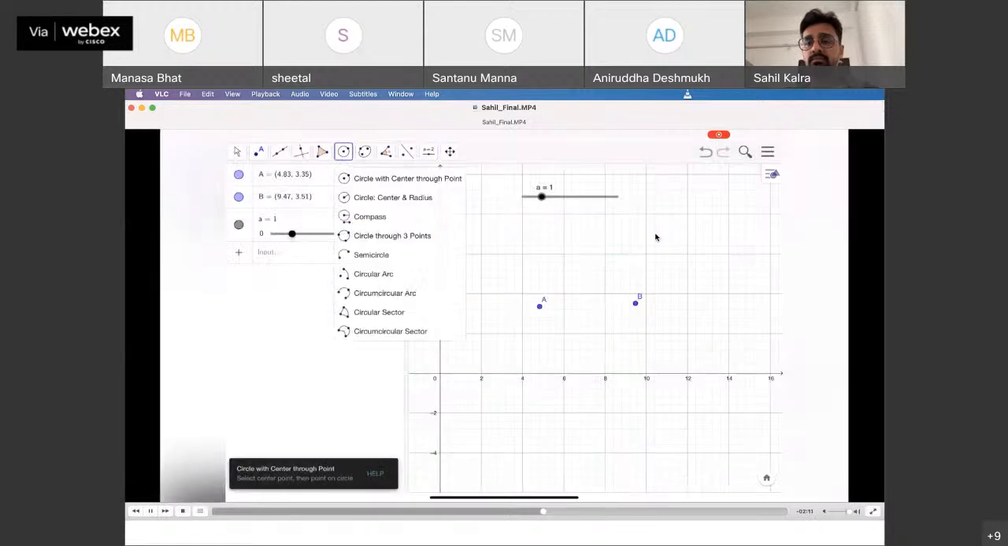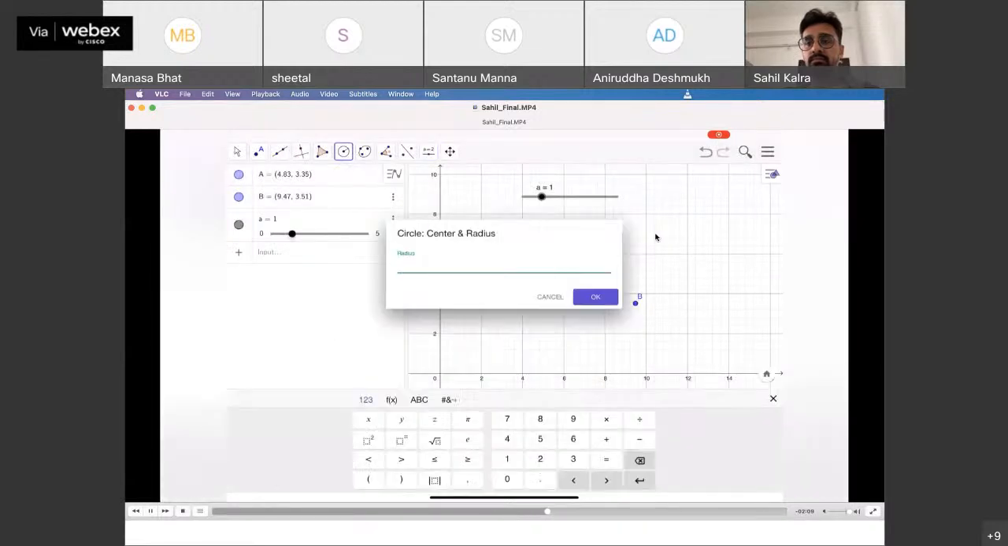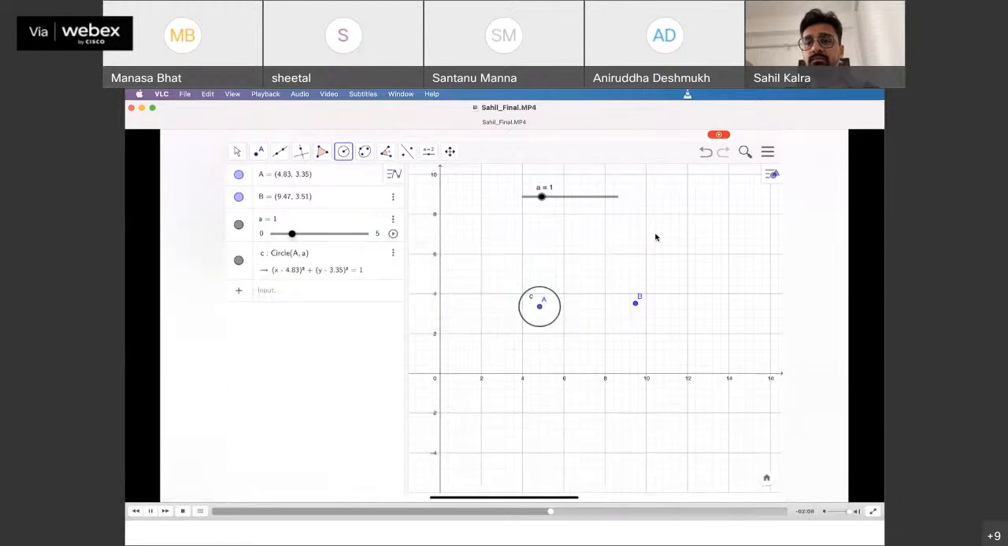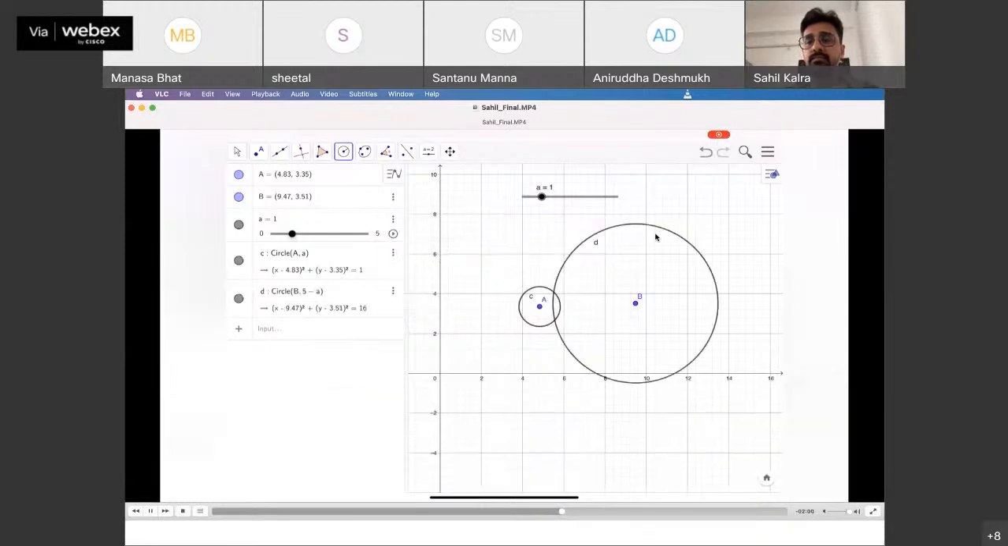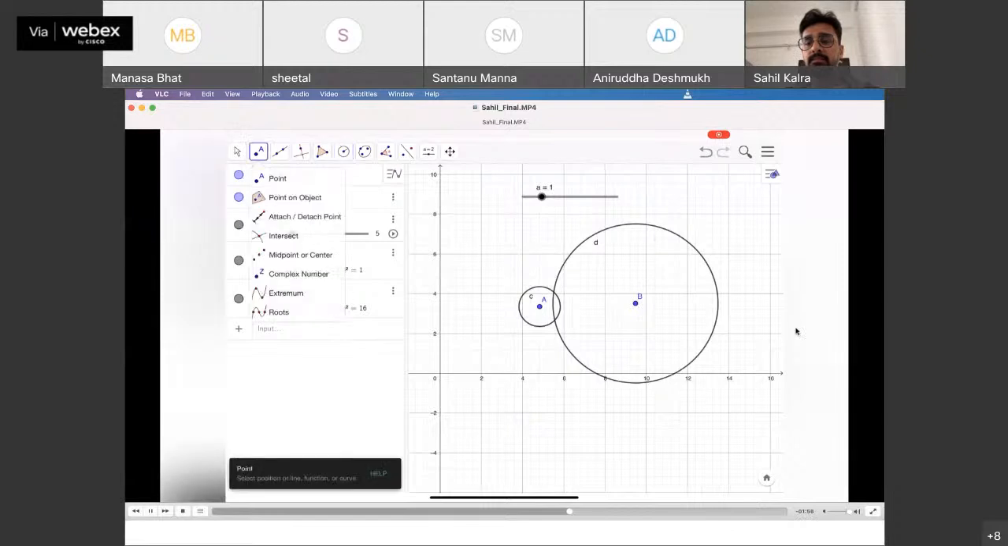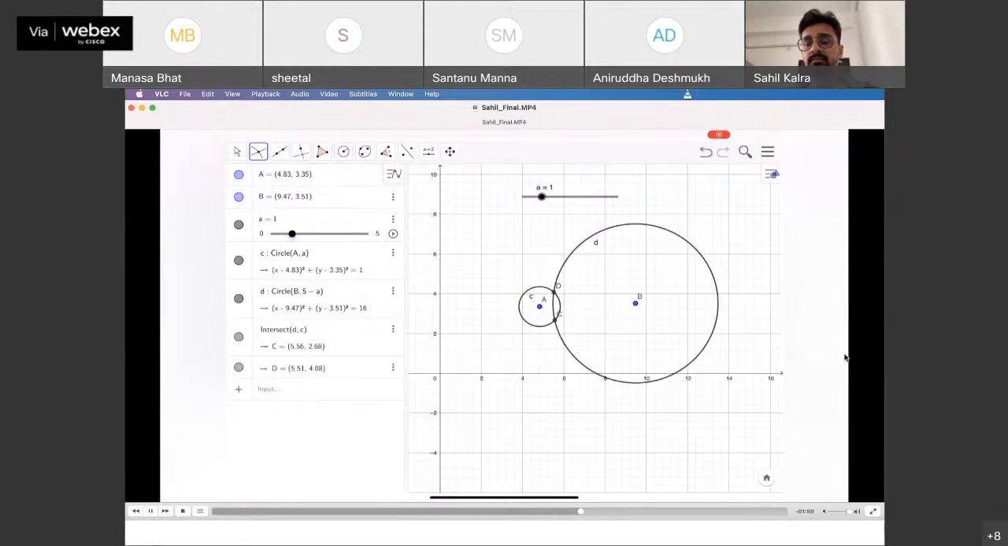We will draw a circle, say of radius a, around A. Also, suppose we want the constant distance to be 5. What will we do for that? We will draw another circle around B of radius 5 minus a. Now, if we intersect these two circles, the intersection points will satisfy the property that the sum of distances will be constant.